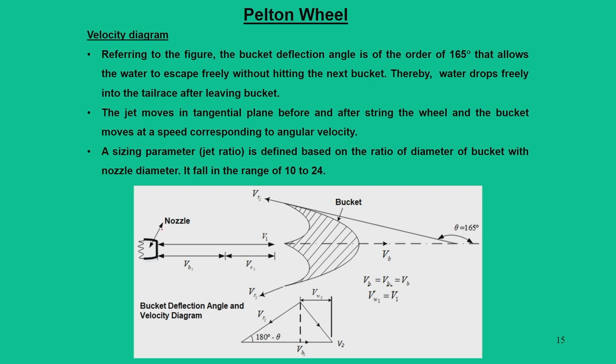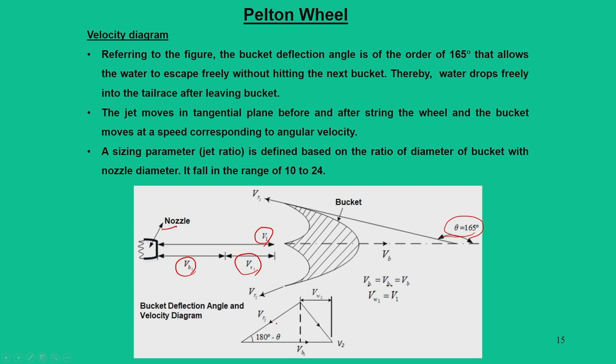What we see is your nozzle, and this nozzle gives you velocity V1, which is the absolute velocity of the water jet. It has two components, that is the bucket component and the relative velocity component. Initially all are in the same line, and when the water goes out, it is deflected in a certain manner, and this deflection is normally kept at 165 degrees, which is the most ideal way.